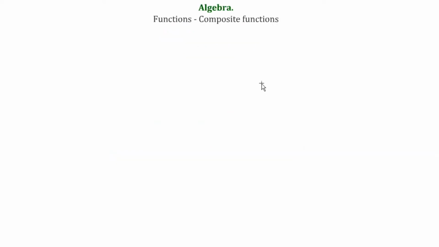Hello everyone. Today we'll be discussing composite functions from the chapter Algebra, unit Functions in our IGCSE syllabus. And what we'll be doing is working with practical examples.